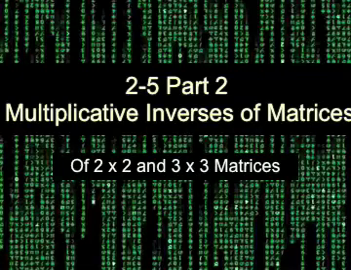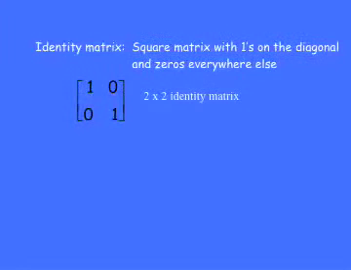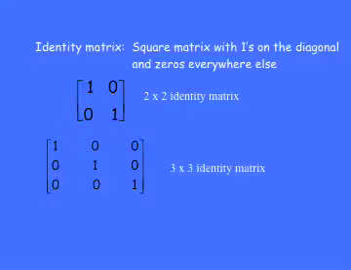2-5, Part 2, Multiplicative Inverses of Matrices. We're going to look at the identity matrix. Here we have an example of a 2-by-2 identity matrix and a 3-by-3 identity matrix. Notice that there are 1s on the diagonals and 0s everywhere else.